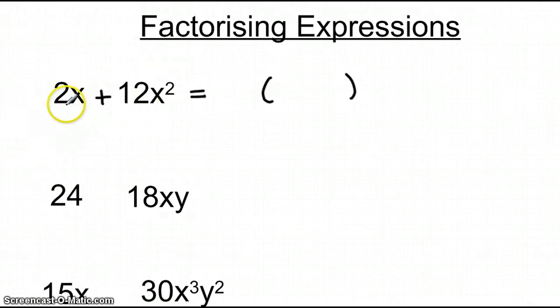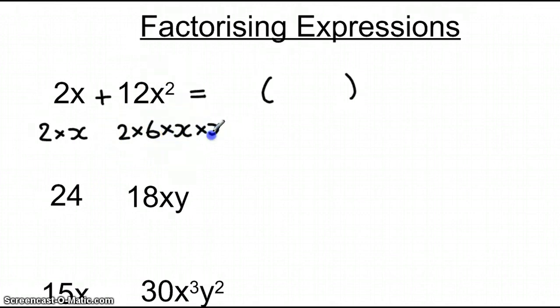First of all, what goes into both 2 and 12? And that's 2. So if I factorize 2x, I can write it as 2 times x. If I factorize 12, bearing in mind I want there to be a 2 in it, because there's a 2 in the first one as well, 2 times 6. And then x squared means x times x. Now you won't always have to go through this method when you're confident with this, but it helps to understand it. So what we're looking for is what appears in both expressions.